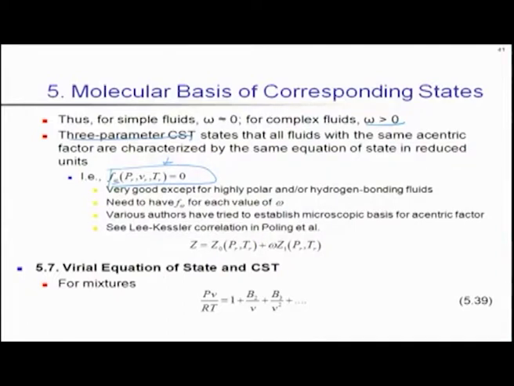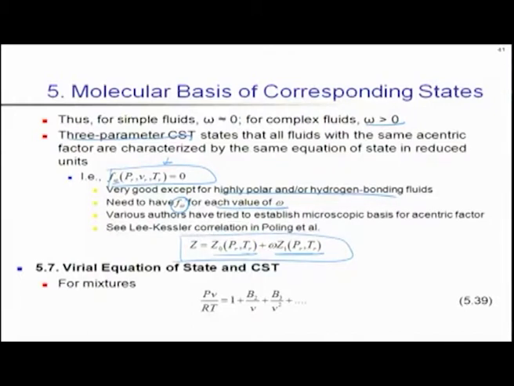So, very good approximation, except for highly polar or hydrogen bonding fluids. The problem is that we must find out f of W for each value of W. Now, various authors try to establish this macroscopic basis for eccentric factor, and typically people like Lee Kessler and others have extensively worked in this area. Here, the usual way to add this contribution is by considering the case of simple fluid, plus add the term which is due to the eccentric one. That is why you have Z0(PR, TR) plus W Z1(PR, TR).